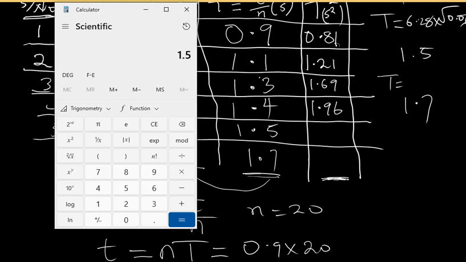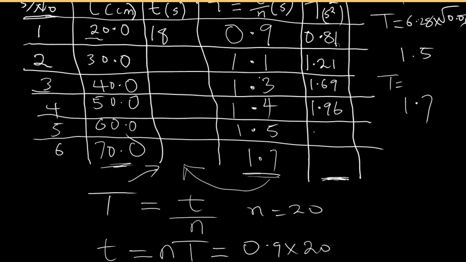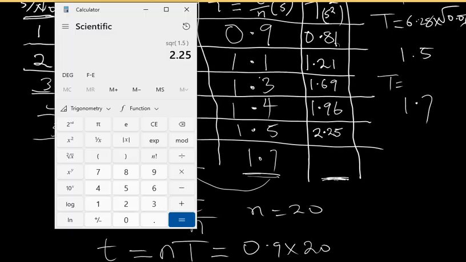1.5 squared is 2.25. Then finally, the last but not the least, 1.7 squared, which is 2.89.